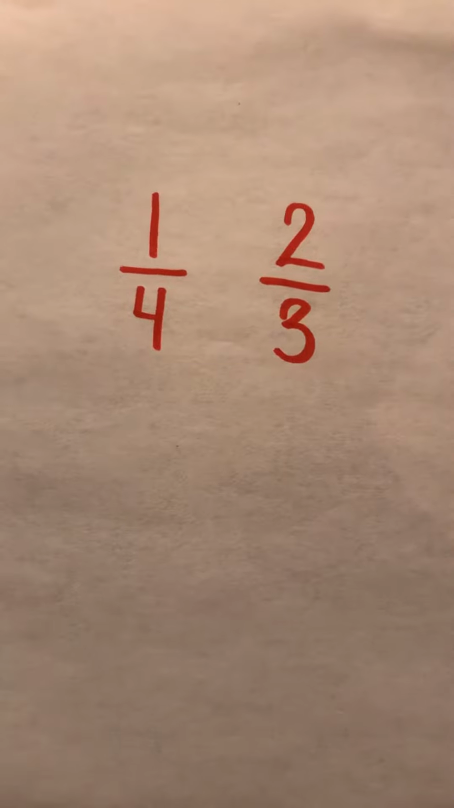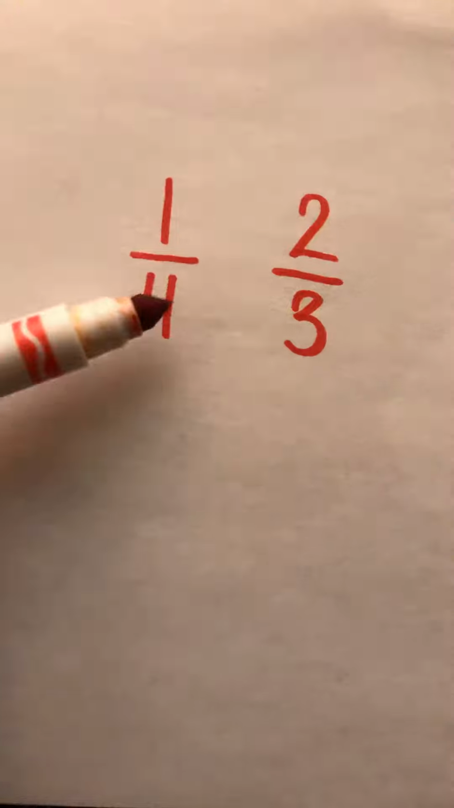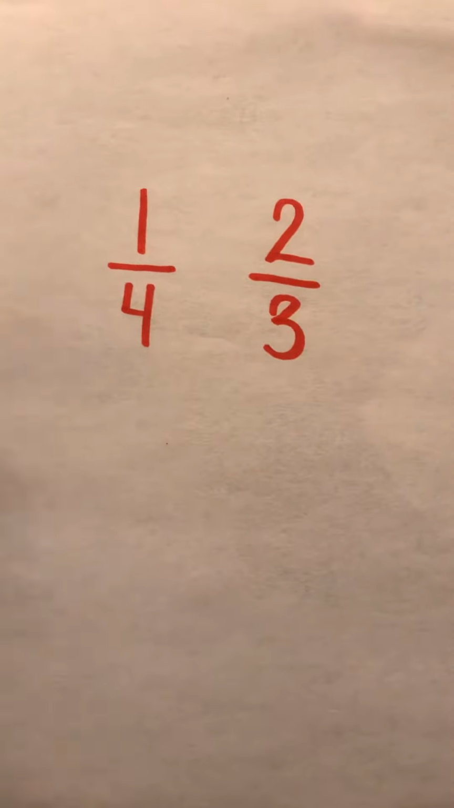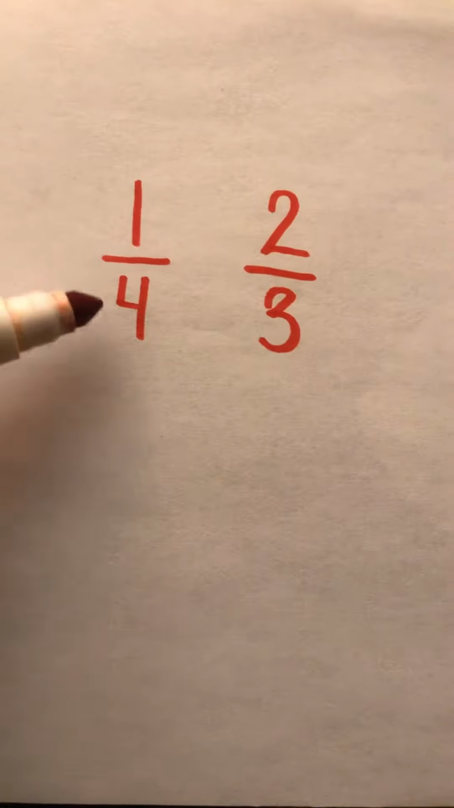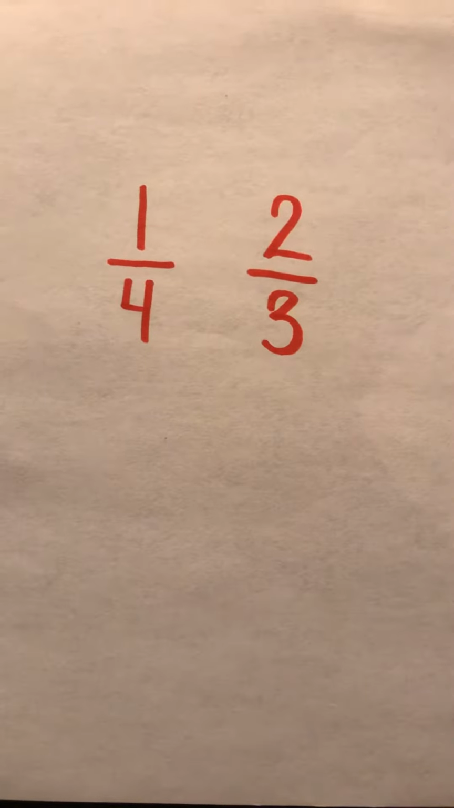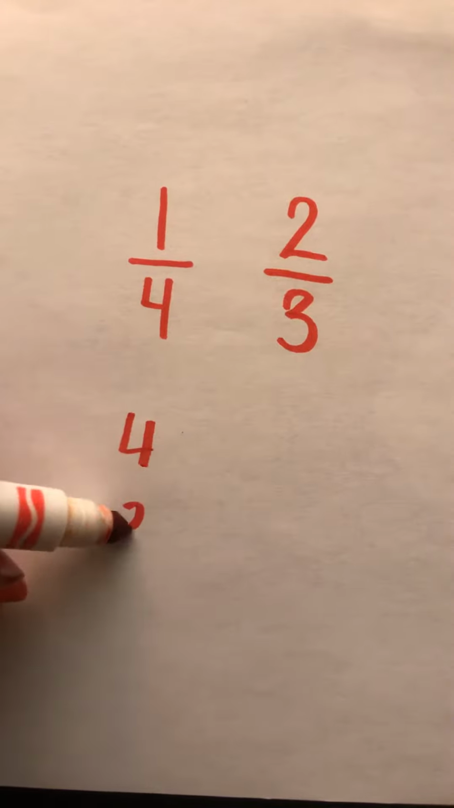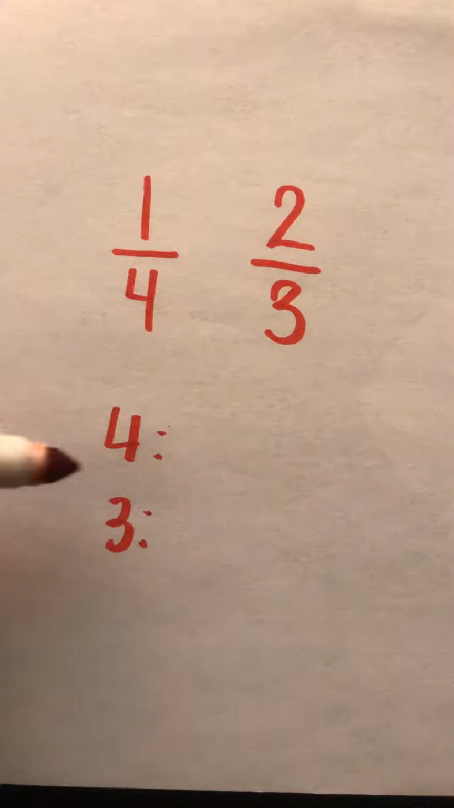The first thing we have to do is make sure that the denominator is the same. So in order to get a like denominator, we have to list the multiples of both of the denominators to find the least common multiple. I'm going to put both denominators on a line and list their multiples.